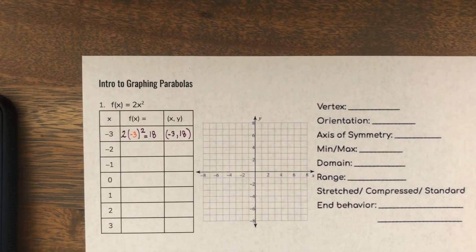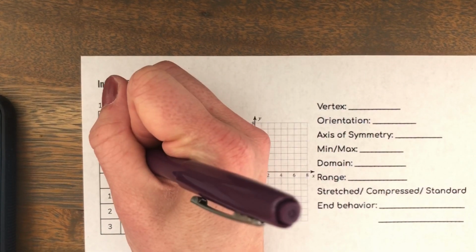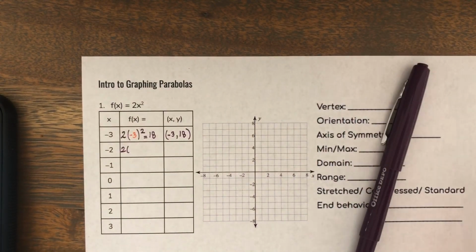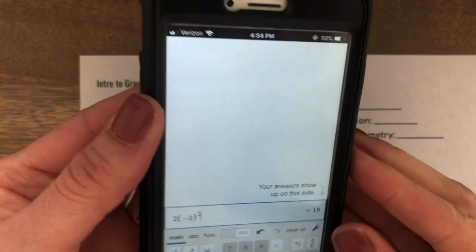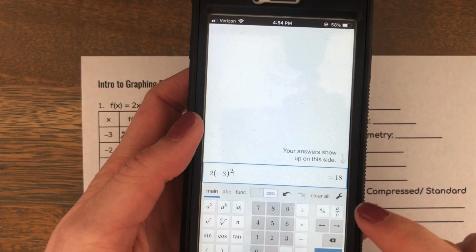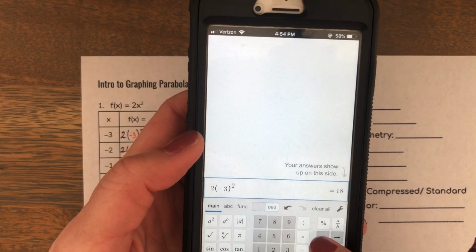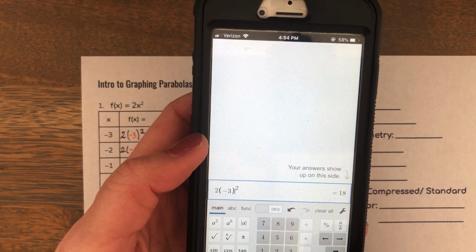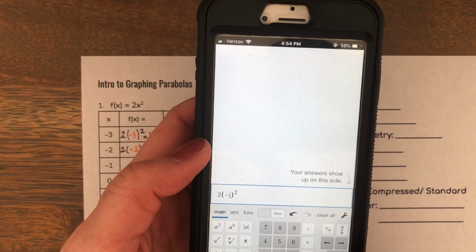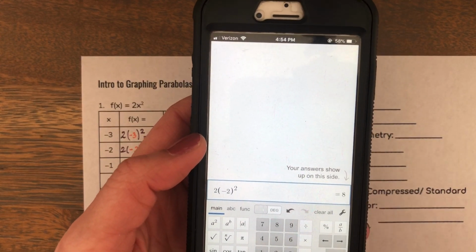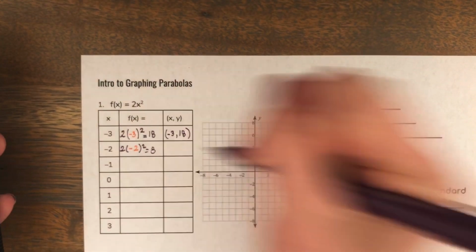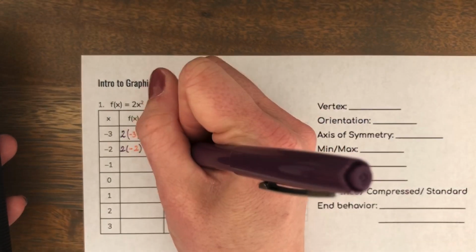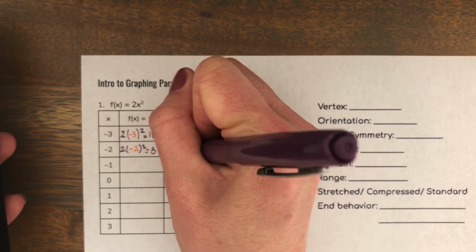Then you do the same exact thing for all the other ones. So 2 times, now I'm going to plug in negative 2. If you don't clear it, you can just use these arrows and go back and change the 3 to negative 2. That way you don't have to type as much. And now this value is going to be 8. So our ordered pair is negative 2, 8.